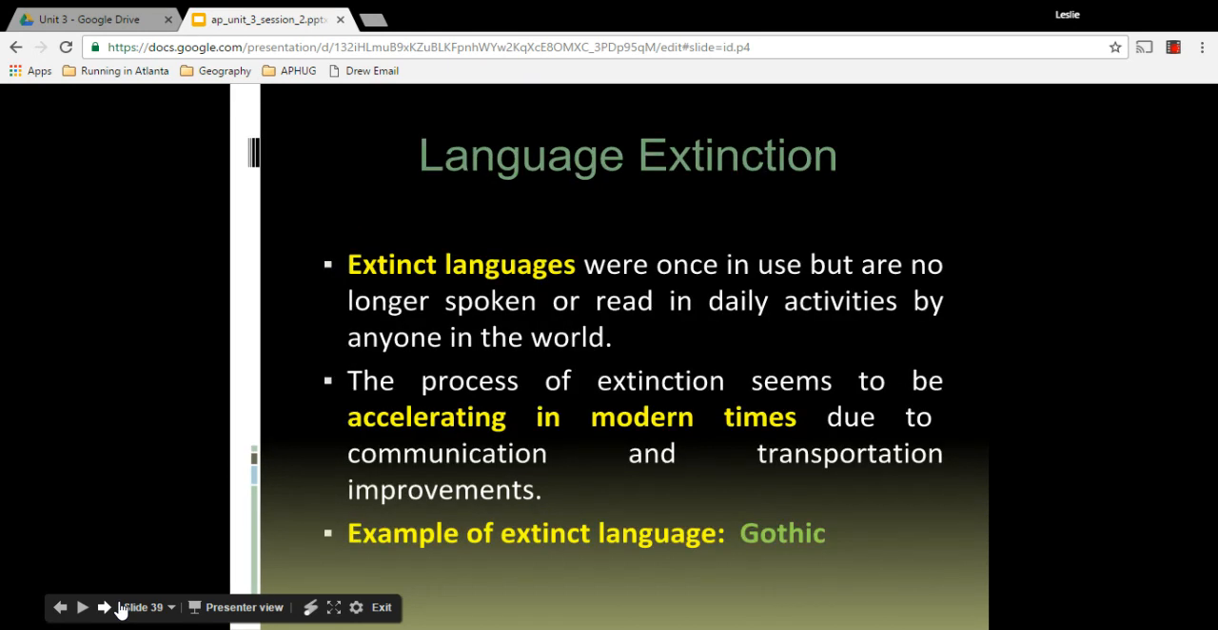Languages can go extinct. So extinct languages were once in use but are no longer spoken or read in daily activities by anyone in the world. The process of extinction seems to be accelerating in modern times due to communication and transportation improvements. So think of that time-space convergence. An example of extinct languages is the Gothic language.